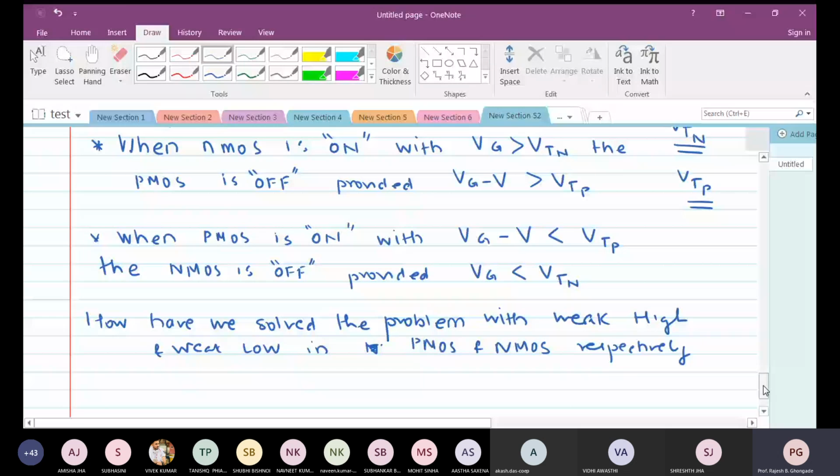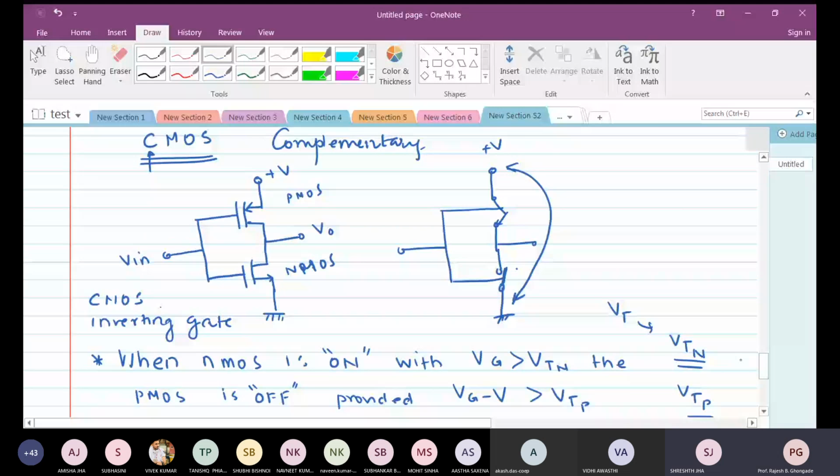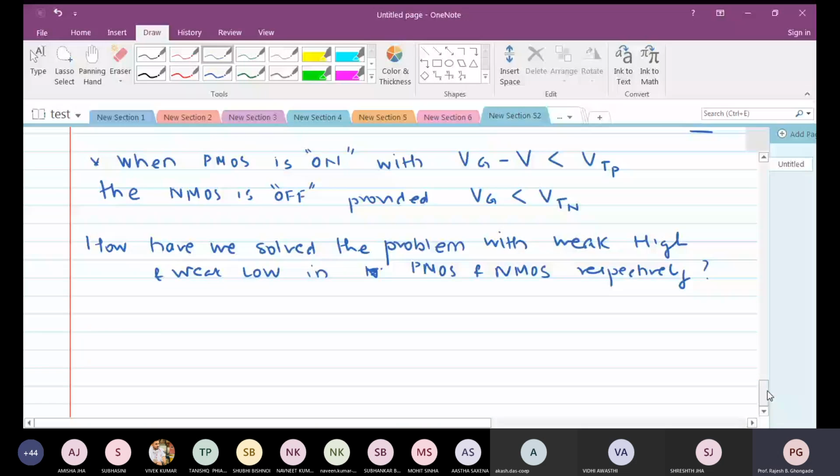So how did we solve that? Very straightforward to see that. One of the devices is always off. So there is no question of any current flowing directly to the ground. And so there is no question of a potential divider-like thing coming into the picture. So we have solved that by making sure that only one device is on at a given time.